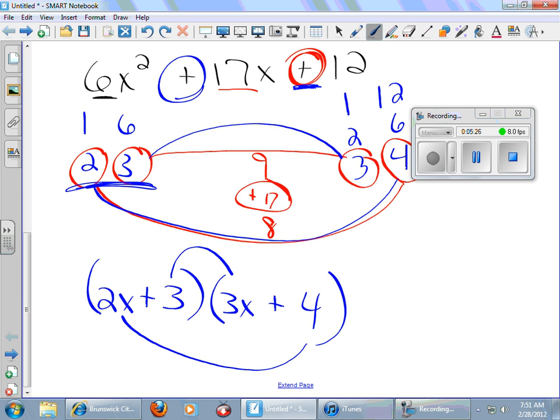If I FOIL, I'll get 6x squared for the first. My inners will turn into 9x. My outers will turn into 8x. That'll be 17x when I combine them. And then my last will be 3 times 4, which is 12.